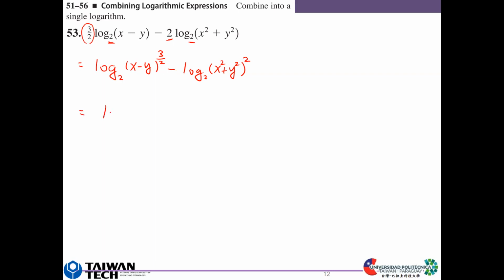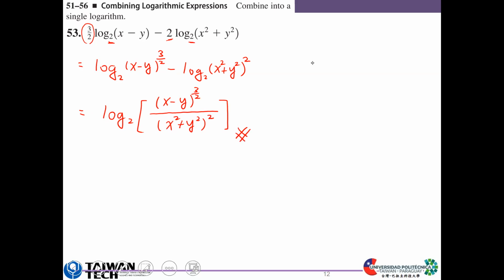So we use log base 2, and then what's within the log function is x minus y to the 3 over 2, and subtraction becomes a division, so this is over x squared plus y squared, squared. So this is the answer. Okay.